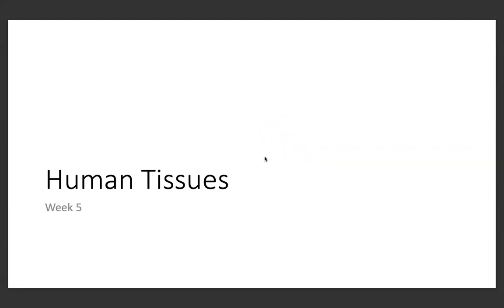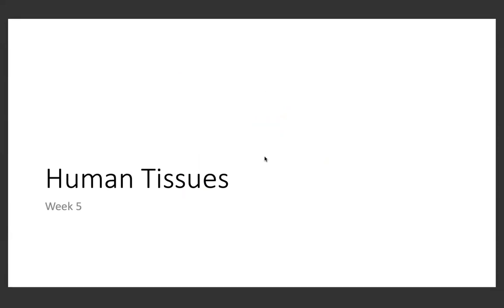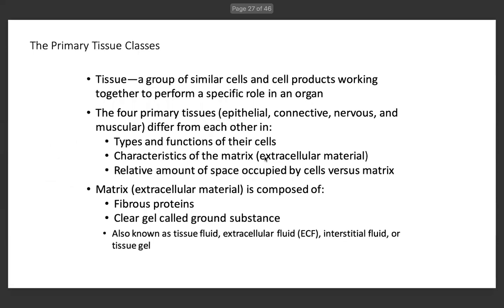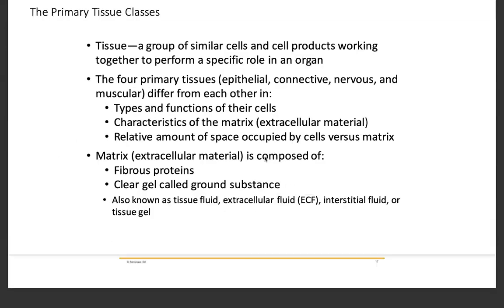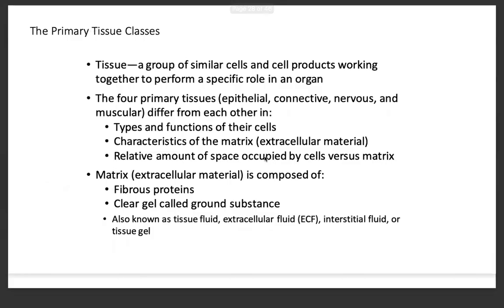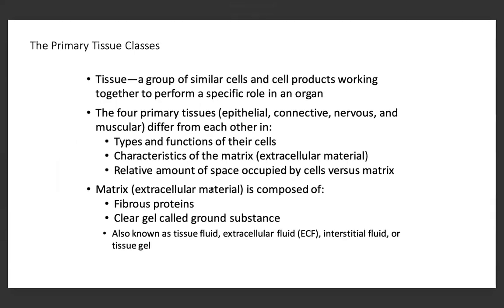That concludes concepts from week 4. We will now explore different human tissues. There are 4 major tissue types. They are listed for you on this slide: epithelial, connective, nervous, and muscular.